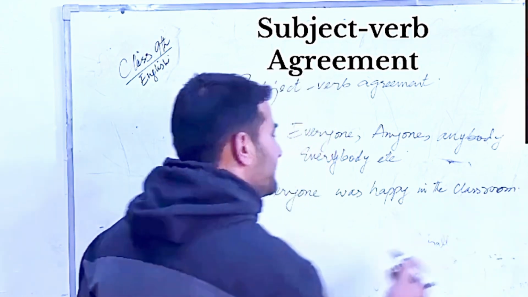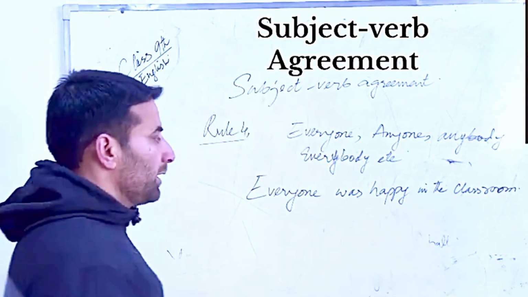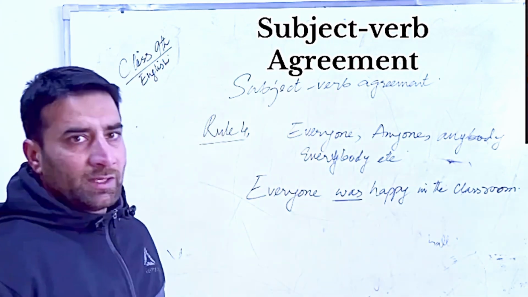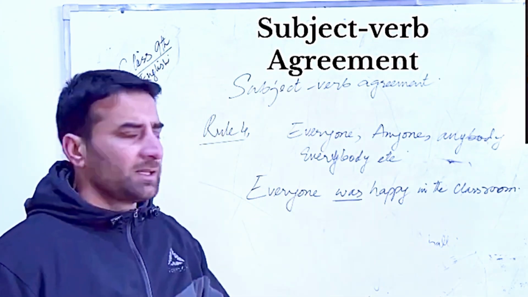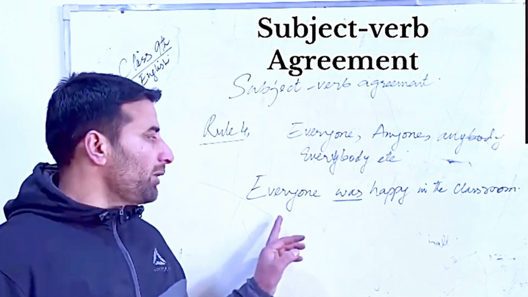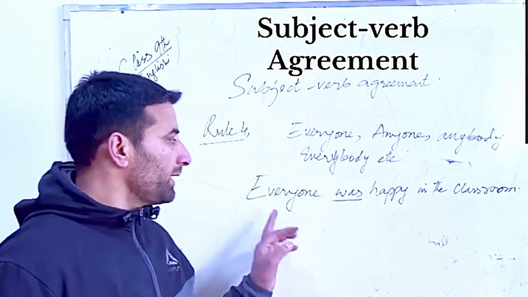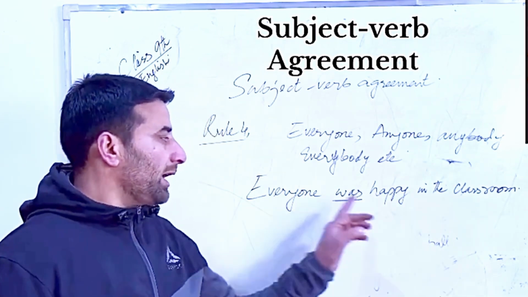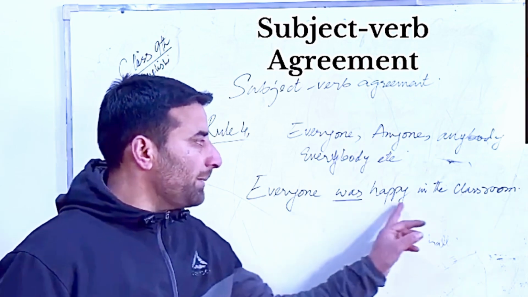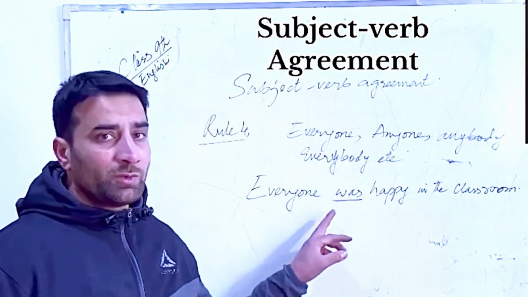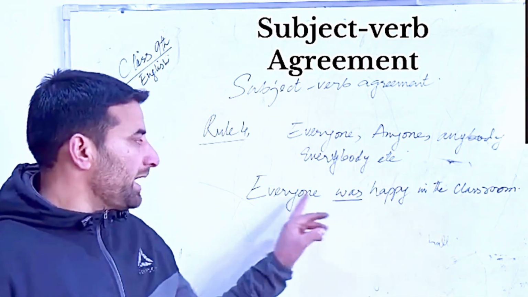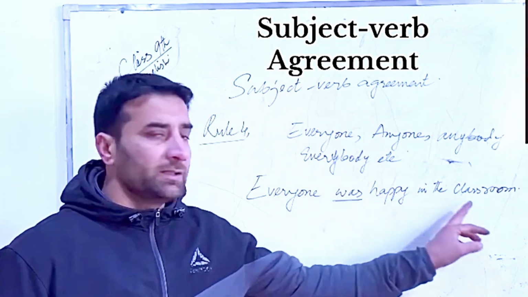So here you can see clearly in the sentence we have used the word was, and was is used for past tense but for singulars. Everybody was happy in the classroom. Not everybody or everyone. I have used the sentence here: Everyone was happy in the classroom, and this is was is used with the singulars. You cannot say everyone were happy in the classroom.